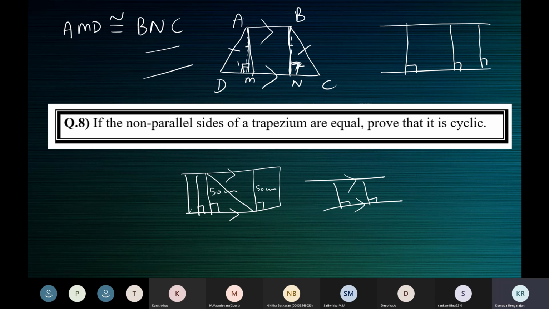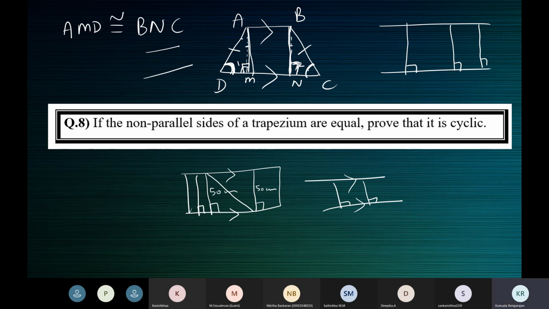So by the RHS congruence rule, the two triangles are congruent. By CPCTC, this angle is equal to this angle. So now these two angles are equal.